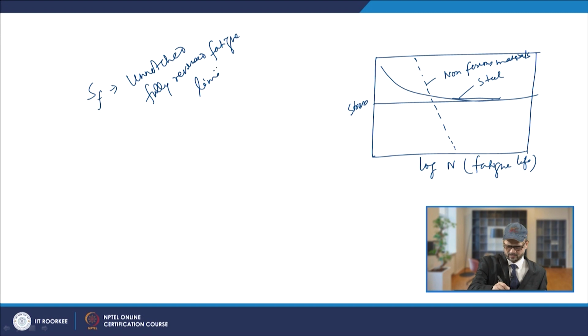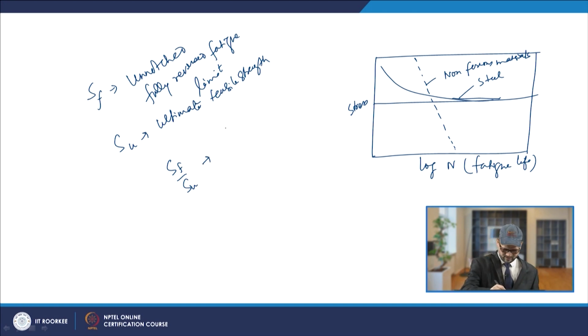That is your SF, and then we compare it with the ultimate tensile strength. So your SU is the ultimate tensile strength. Then we take its ratio, SF upon SU. This SF upon SU is known as the fatigue ratio.